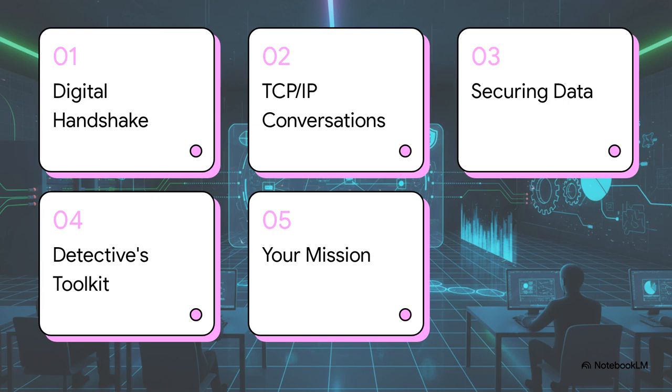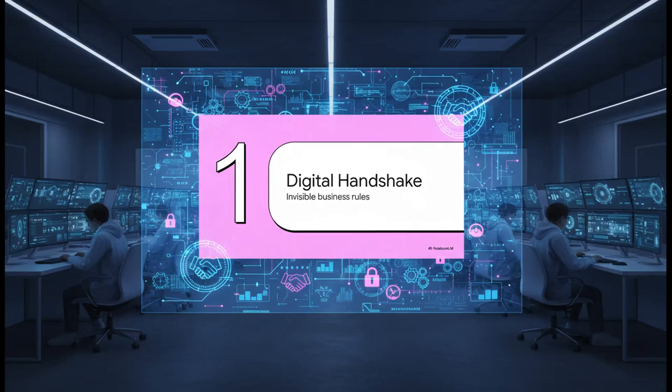Okay, so here's our game plan for this little primer. First, we're going to talk about what I call the digital handshake, the protocols themselves. Then we'll dive right into the core of how the internet actually talks, using something called TCP/IP. After that, we'll shift gears to securing and accessing data, and we'll even peek inside a network detective's toolkit. And we'll wrap it all up with your specific mission for when you tackle Chapter 4. All right, let's get right into it.